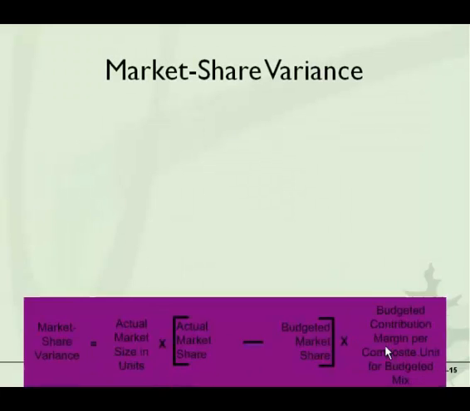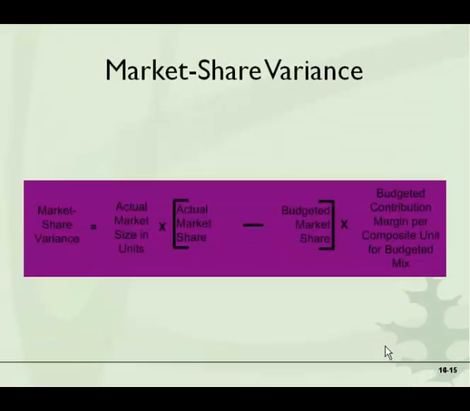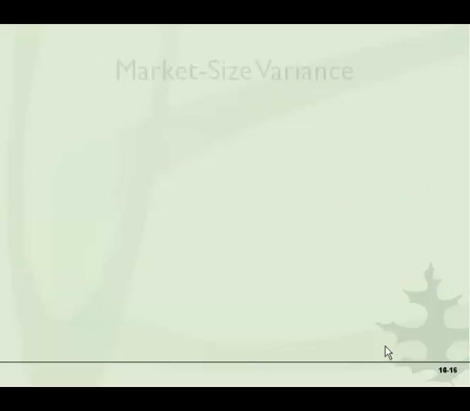And then there's market share variance, where we take the actual market size in units times the difference between actual market share and budgeted market share times the budgeted contribution margin per composite unit for budgeted mix. And here too, I think this is hard to understand just by looking at the formula. I think working through examples is perhaps the best method of mastering this.